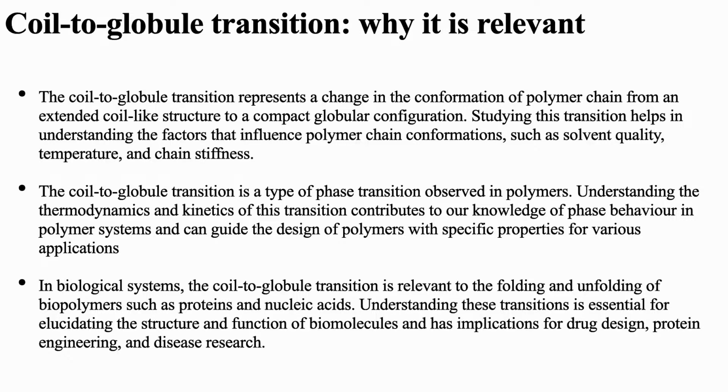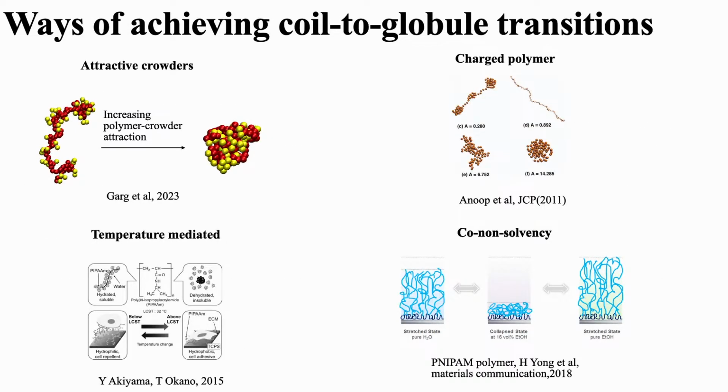In biological systems, the coil to globule transition is relevant to the folding and unfolding of biopolymers such as proteins and nucleic acids. It can also help us understand LLPS, liquid-liquid phase separation. So this is why we are studying the coil to globule transition. There are a bunch of ways through which we can achieve this coil to globule transition.